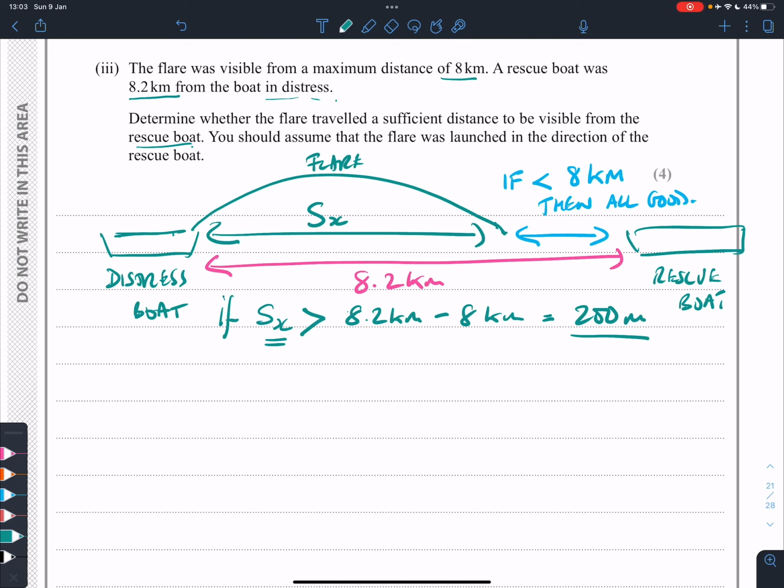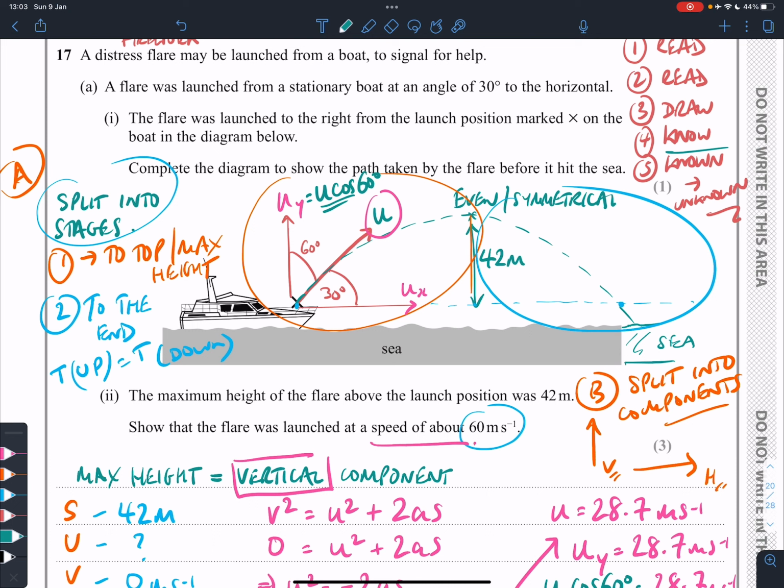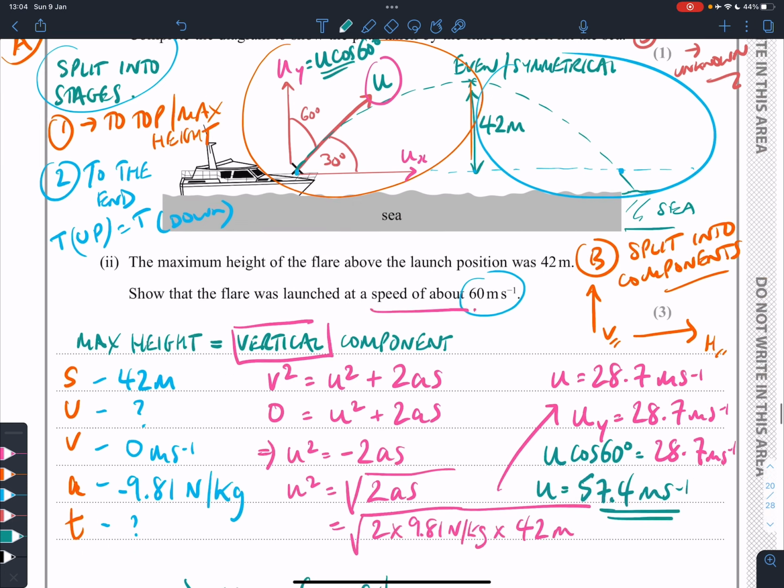So this question is really saying, how far did the flare go, and was it more than 200 metres? The reason we split things up like this is that we can find the time it takes to go to the top, and then the time it takes to go to the bottom is double that. That vertical time is the same as the horizontal time, because it's the same flare: it might have gone up vertically and horizontally, but the time is the same.